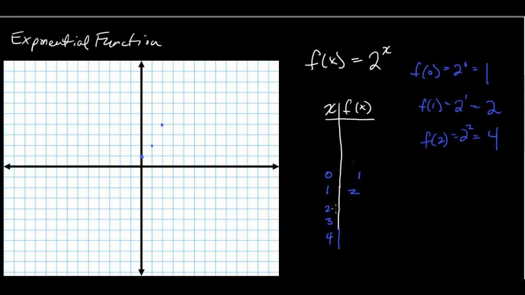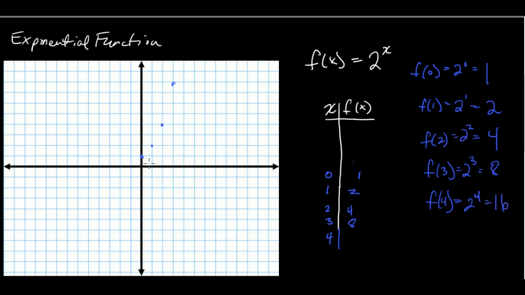Let's try 2 to the third power. So f of 3 is 2 to the third power. Notice that I'm climbing faster and faster as I move along my x-axis. So when x is 3, y is 8. F of 4, 2 to the fourth power, and that would be 16.